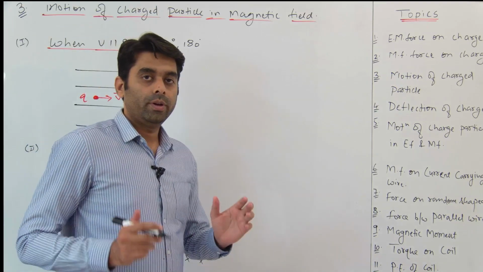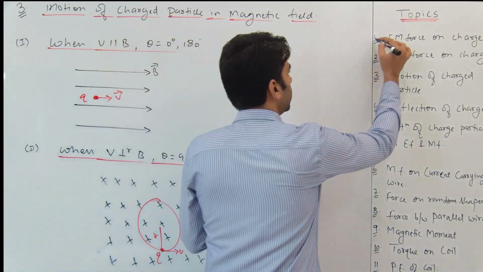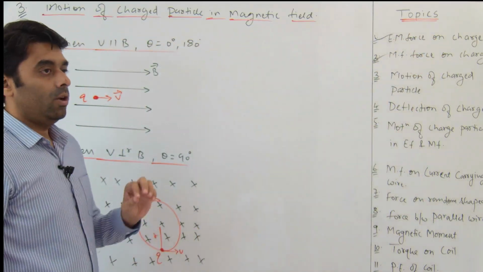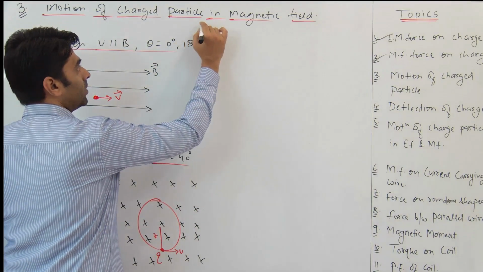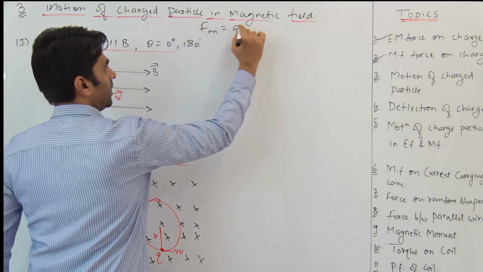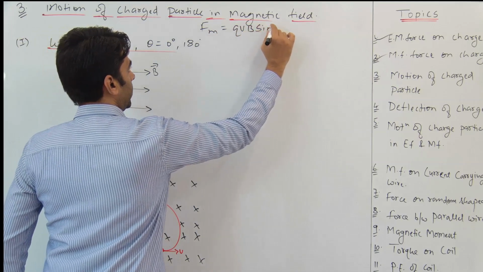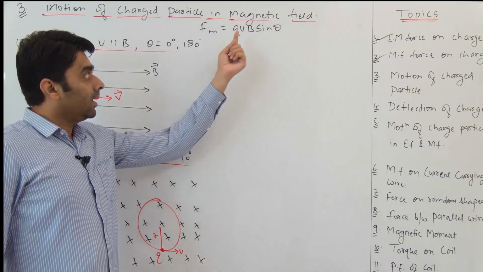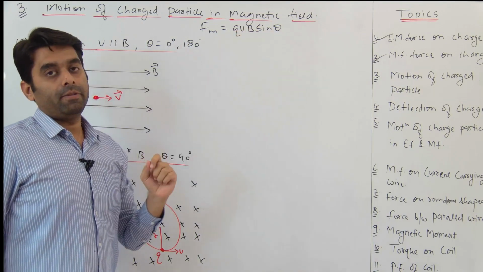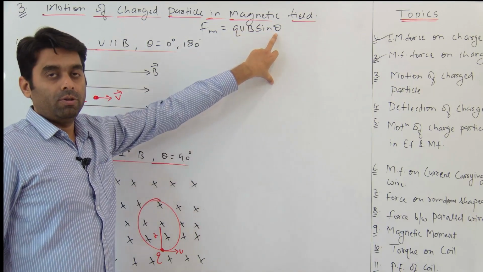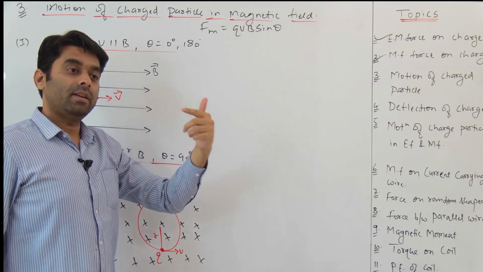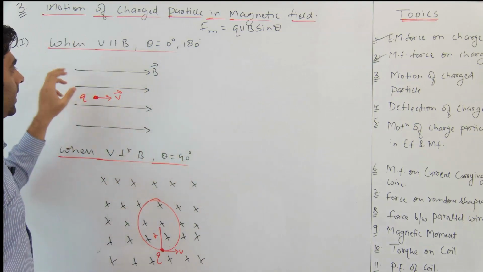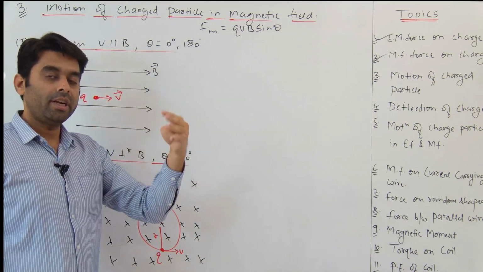So students, we have discussed the first two topics, that is electromagnetic force on charge and magnetic force on a charged particle. Magnetic force on a charged particle is QVB sine theta, right? This is the magnitude of magnetic force. Depending on the angle between velocity and magnetic field, the charged particle can have different types of motion. Broadly, we classify them into three types of motion.